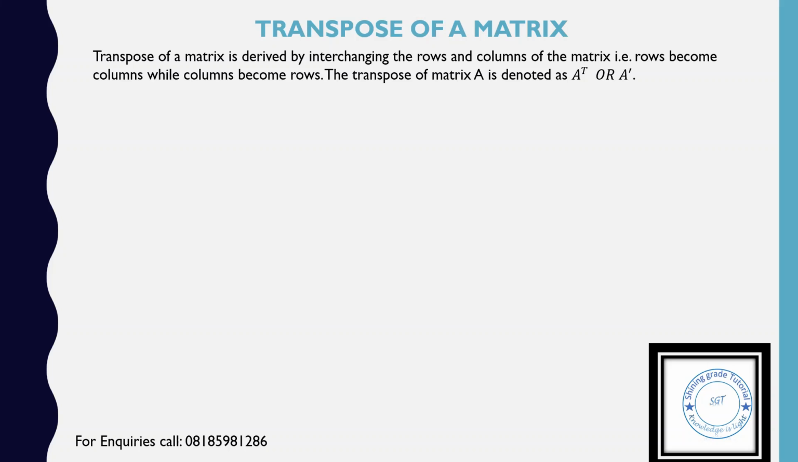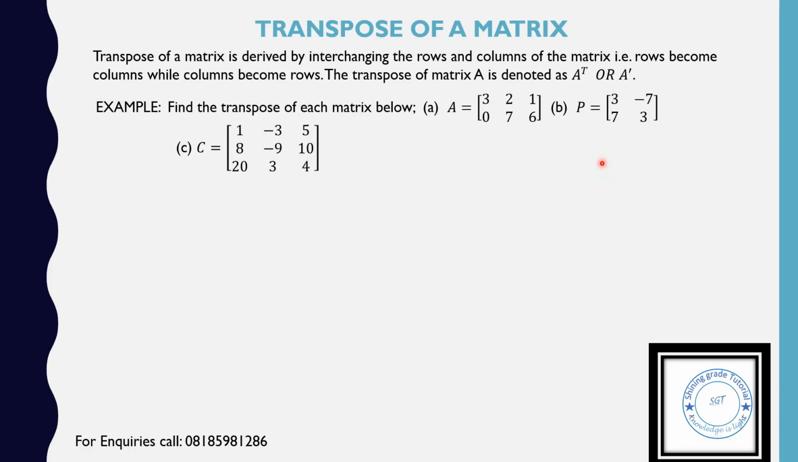So the rows become columns, and columns become rows. The symbol for transpose is prime, or you can use T. So the transpose of a matrix A is A raised to power T, or A prime. So it means transpose. That means you are expected to interchange the column and row.